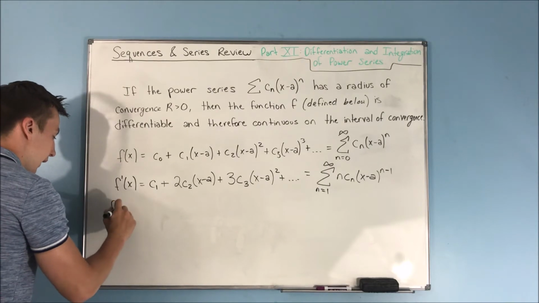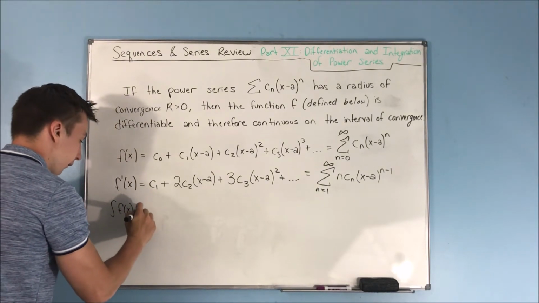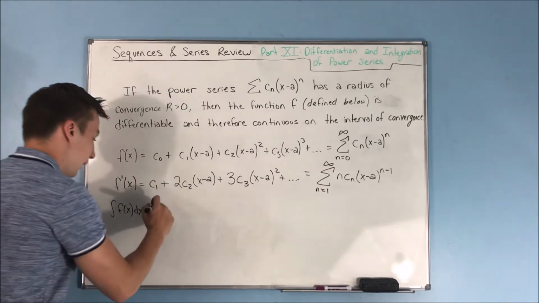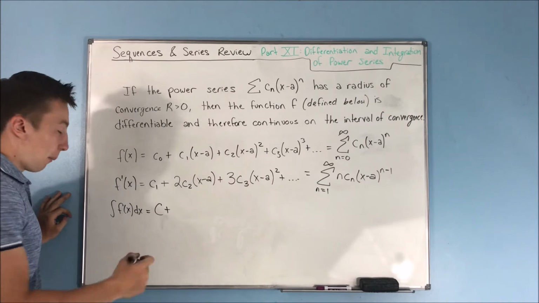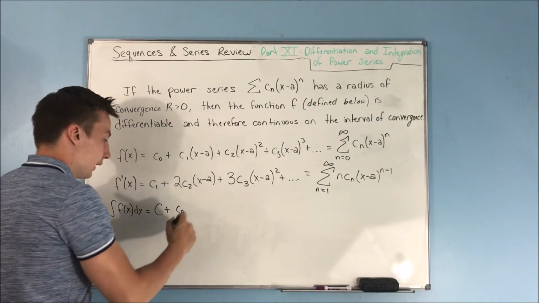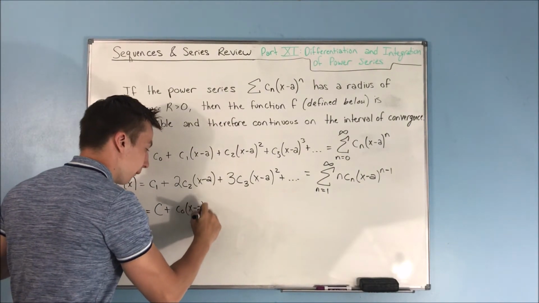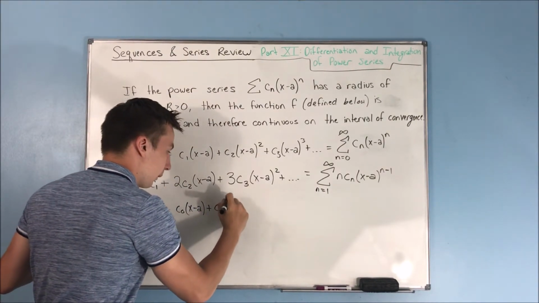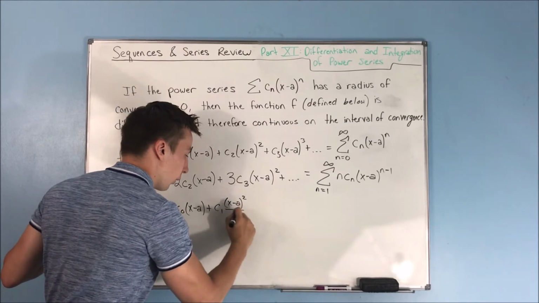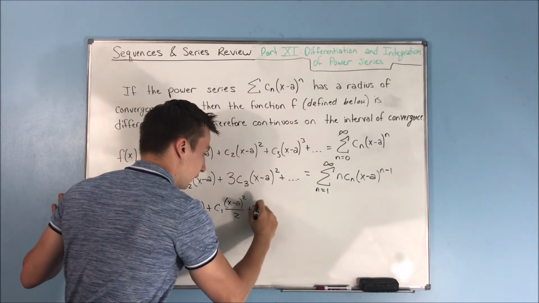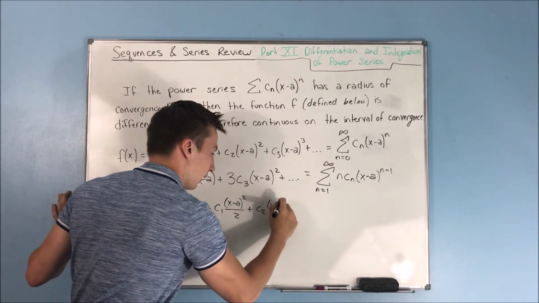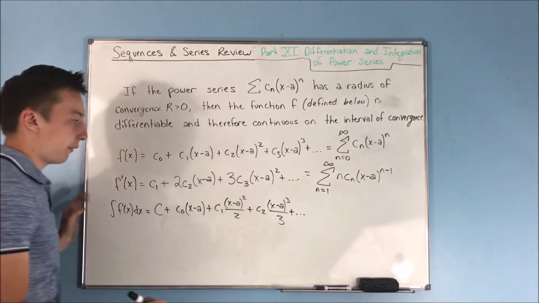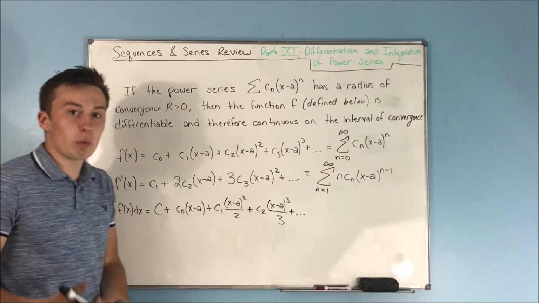Now if we take an integral, let's take an integral of f of x. Well, what we get now is we just have a c. We're going to have a c plus c sub 0 times x minus a, plus c sub 1 times x minus a squared over 2, plus c sub 2 times x minus a cubed over 3, and that's going to go on and on. So exactly what you would expect it to be.